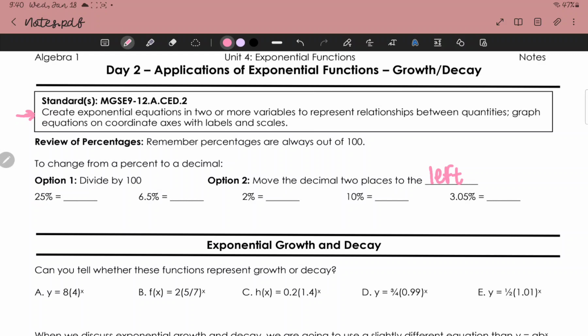Let's do 3.05% as one of ours, and we're also going to do 25%. I'm going to do option 1 for 25%. I'm just going to divide it by 100. So when we say divide by 100, drop the percent sign and then divide by 100. You can use your calculator to do this if you need to, and it's just going to be 0.25 is the decimal for 25%.